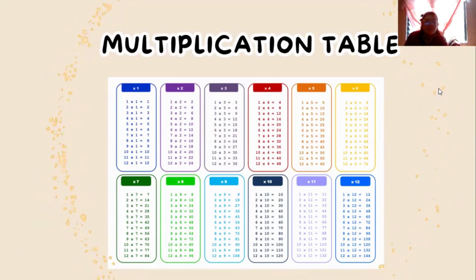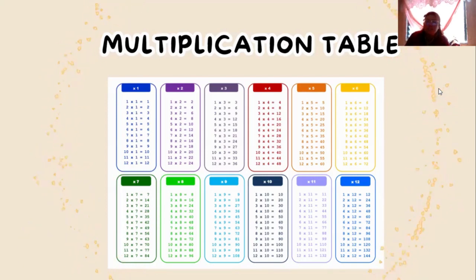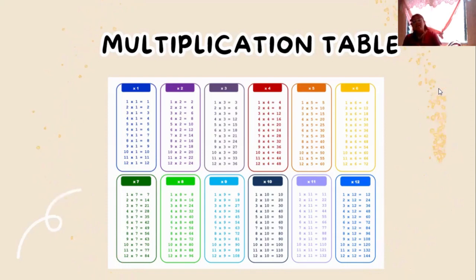7 times table. 1 times 7 is 7. 2 times 7 is 14. 3 times 7 is 21. And 4 times 7 is 28. 5 times 7 is 35. 6 times 7 is 42. 7 times 7 is 49. And 7 times 8 is 56. 9 times 7 is 63. 10 times 7 is 70. And 11 times 7 is 77.